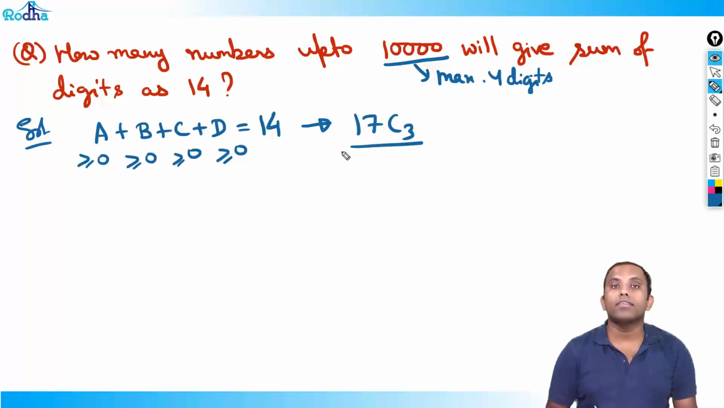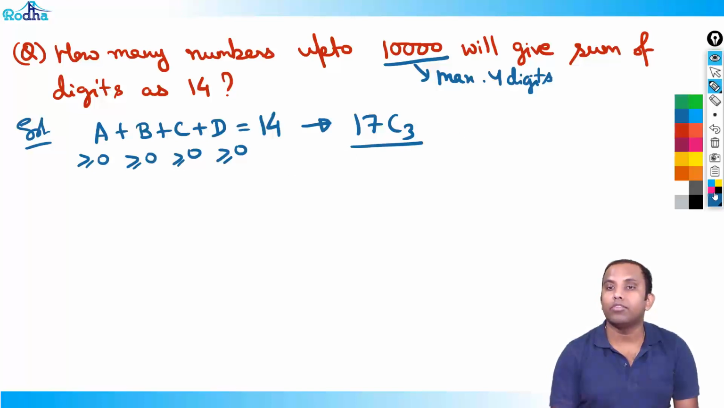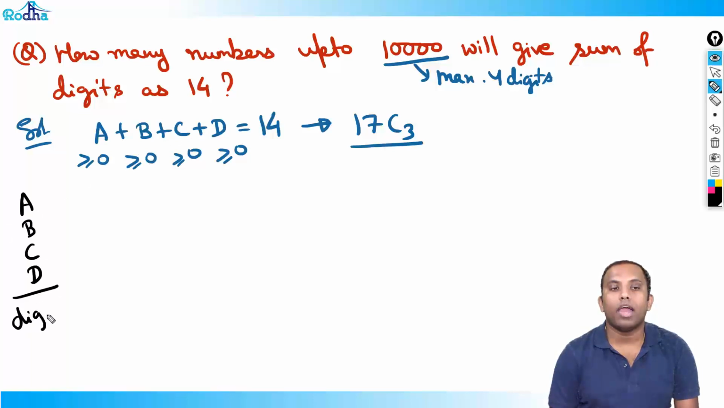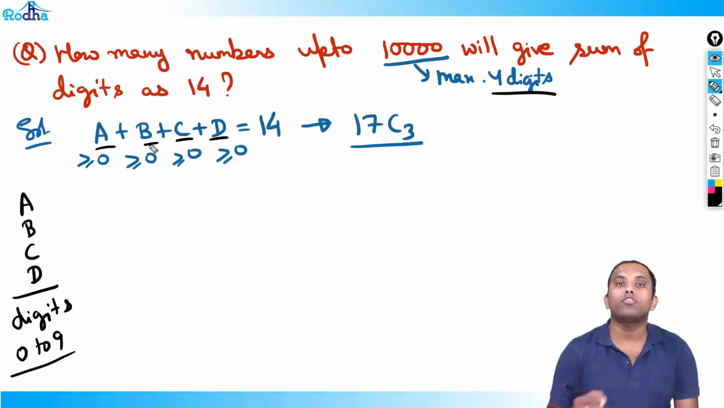But is it the correct answer? Just ask yourself. It is no, this is not the correct answer. Why? Because here A plus B plus C plus D is 14, and A, B, C, D I have assumed to be digits, and digits can only be from 0 to 9. These are the 4 digits of a number. Digits can never exceed 9.